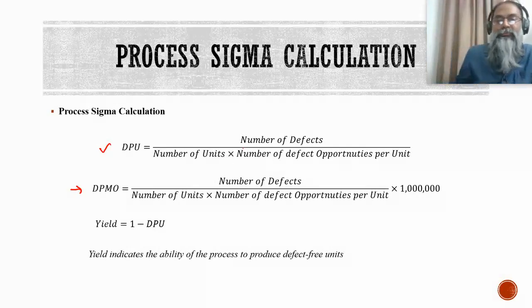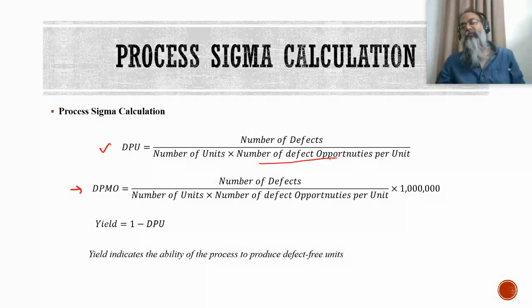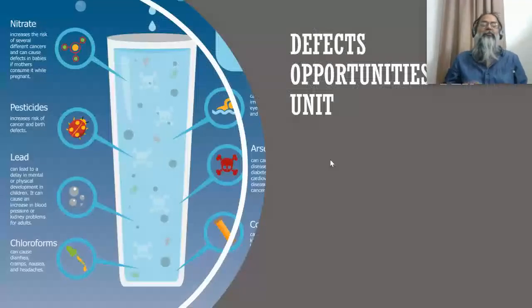Here, one of these terms is a little confusing for many. That is the number of defect opportunities per unit. Now, what does it mean? It refers to the number of defects that can be there in a unit of a product.